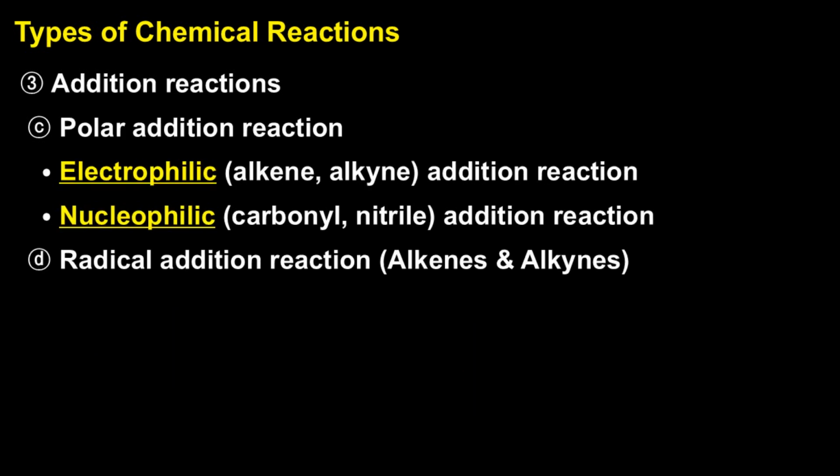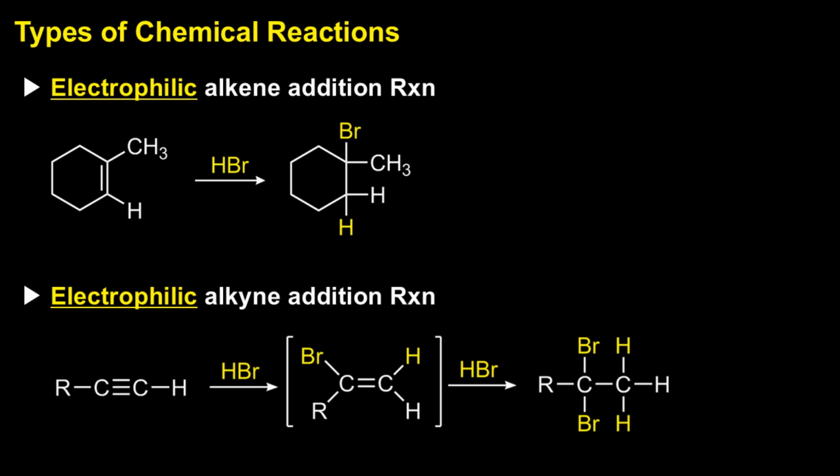Addition reactions can be grouped into two main types, polar and radical. Polar additions are further split into two categories, electrophilic and nucleophilic, depending on whether the reactive species is donating or accepting an electron pair. In electrophilic addition reactions, an electrophile adds to a carbon-carbon multiple bond, usually a double or triple bond. A classic example is the addition of HBr to an alkene. First, the proton adds to the double bond, creating a carbocation intermediate. Then, the bromide ion attacks that carbocation, and the overall process follows Markovnikov's rule.